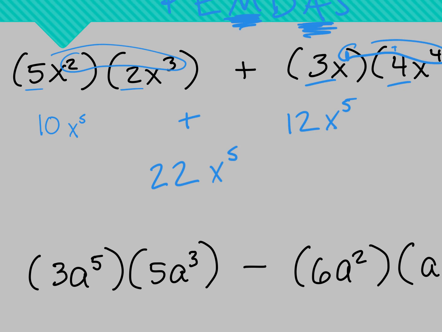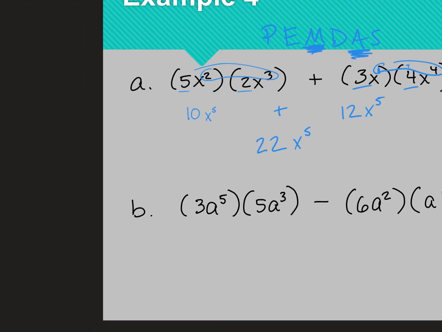So it's like saying I have 2 apples and 4 apples. That would mean I have 6 apples. I don't have 6 apples. So the exponent stays the same. What if the exponents were different? Great question. What if the exponents were different?